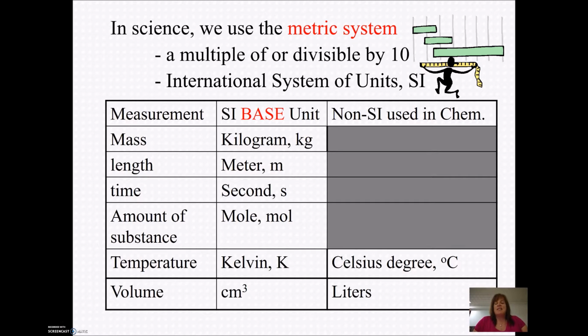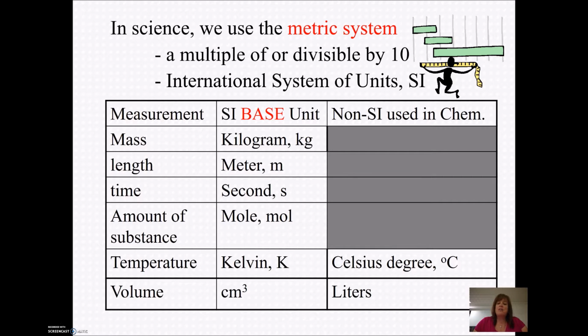So mass is a kilogram, length is a meter, time is seconds, amount of a substance is a mole, and we're going to talk about that later in the semester. Temperature is Kelvin, believe it or not, but in lab we always work with Celsius, and we're going to keep our stuff in Celsius when we work in the lab. It's not until we get to the gas law unit where we're going to have to work with Kelvin, so we'll talk about that later.